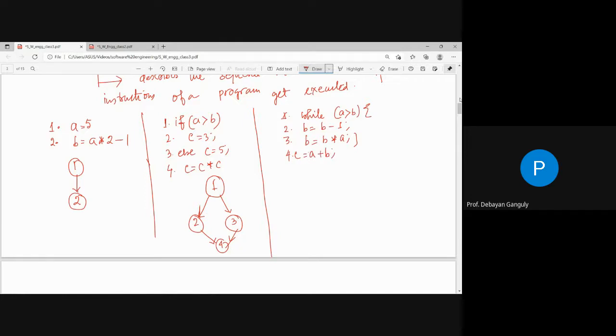So what we can say is, when we execute instruction 1, B will be decremented, then B will be multiplied with A, and again it will be checked. So from 3 I can go to 1. And if the while condition is false, that means it is not true, it directly goes to statement 4. So I can draw the graph like that.